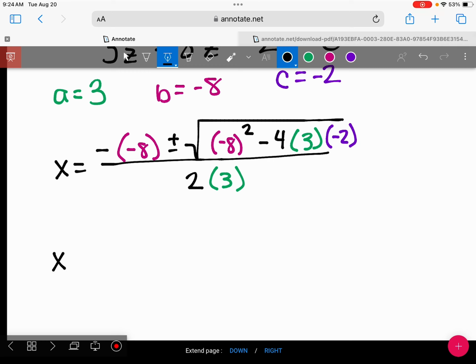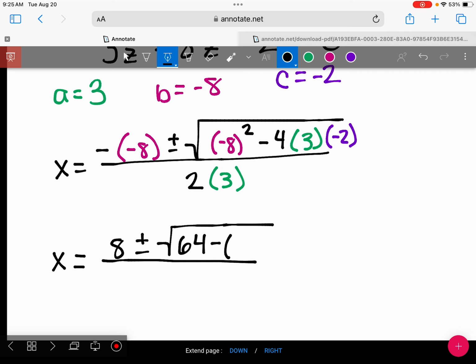Because when we come through and simplify here, what are we going to get? 8 plus or minus square root of, ooh, I hear many things. So 8 squared is 64. 4 times 3 times -2. -24.